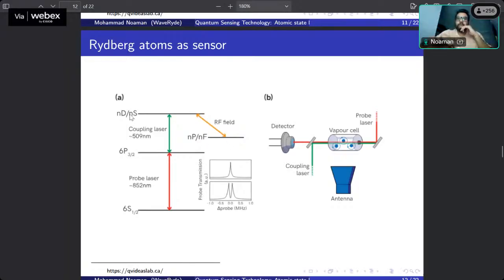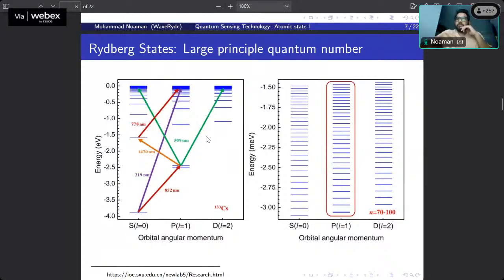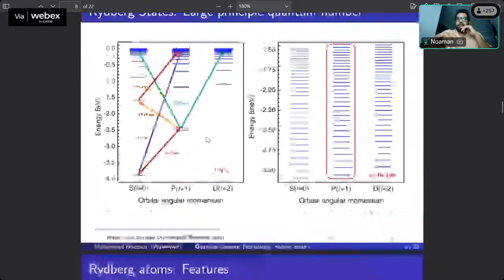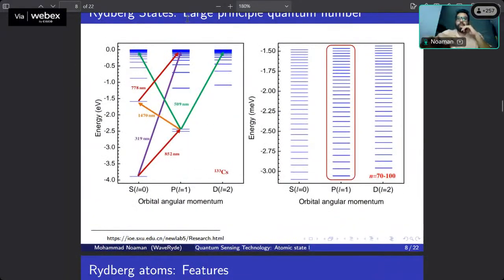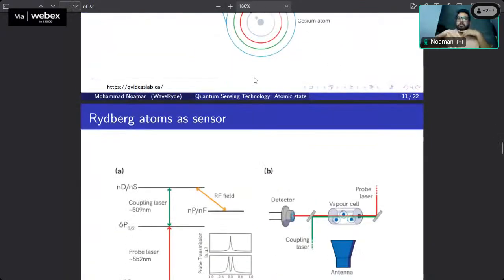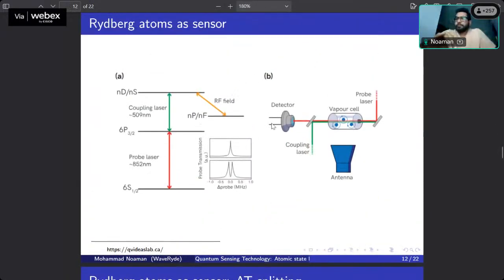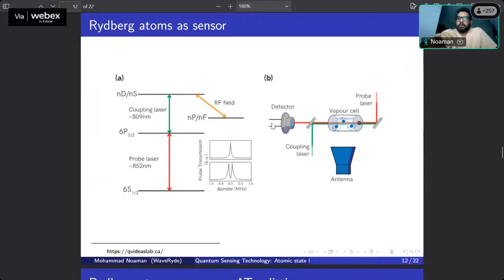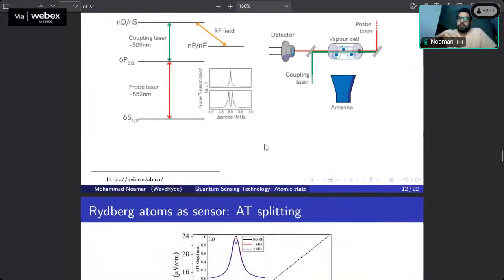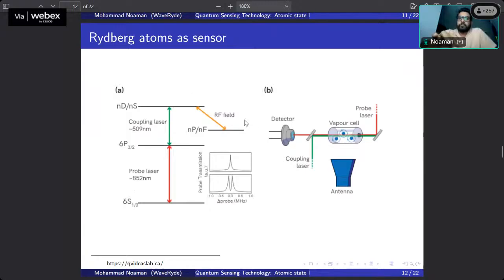NP is again from those D or S states. You can go to P or F states. Once you're in D, you can go to P, or from S to P, and D to P or F. F is not shown in the picture, but those are the general selection rules. Okay, right.